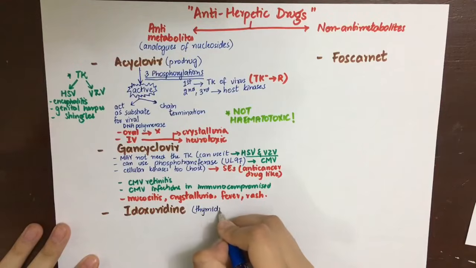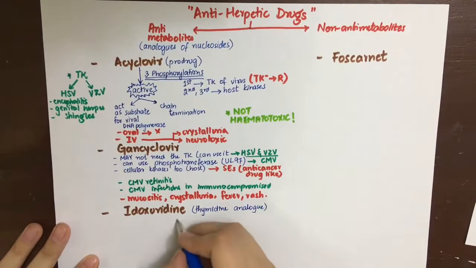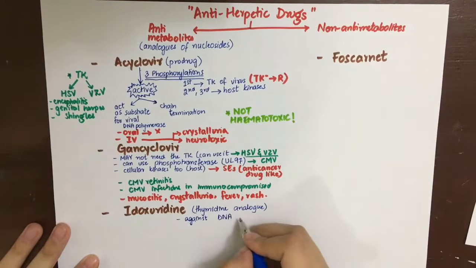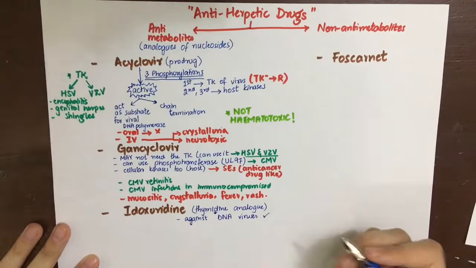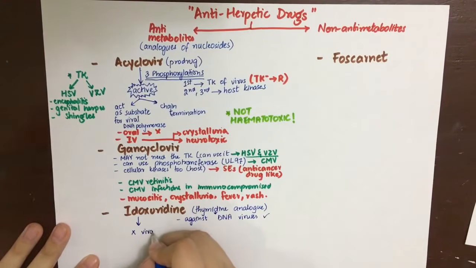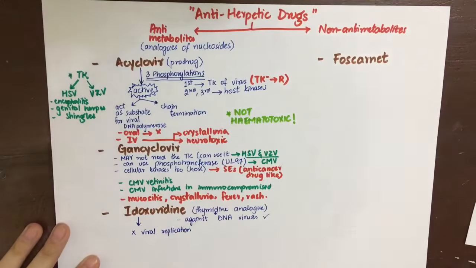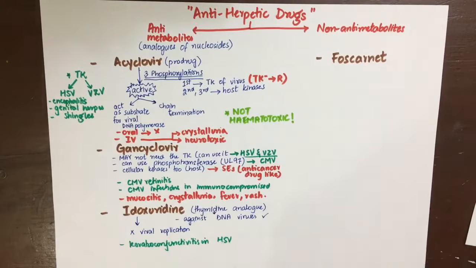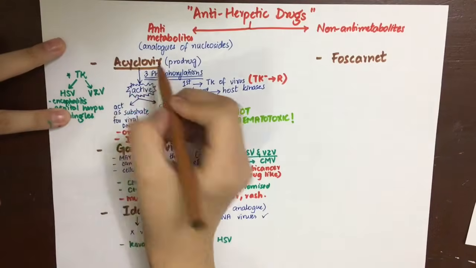Idoxuridine is a thymidine analog, and as we know that thymine is only present in the DNA, that's why it will only act against the DNA viruses by converting into the triphosphate form and thus inhibiting viral DNA synthesis and thus replication. It can be used in keratoconjunctivitis of HSV.